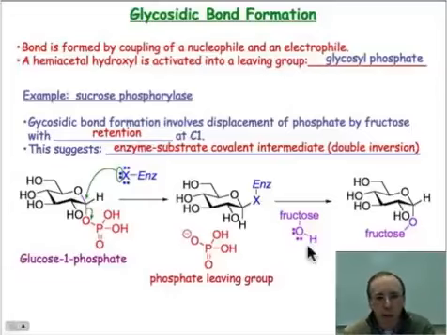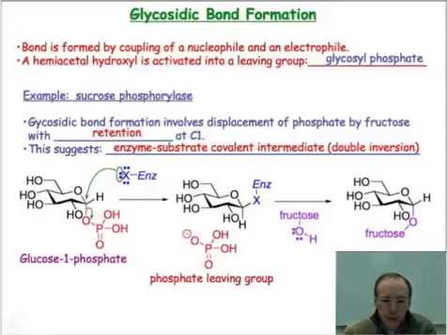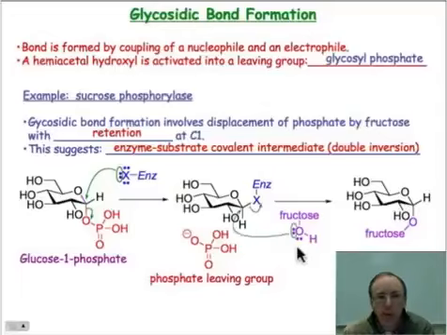Fructose, probably by a general base, is then activated and another oxocarbenium ion formed, its beta face being blocked by this covalent linkage, but when it does form, the alpha side would be accessible to the nucleophile fructose, which would come in and attack to form that alpha linkage.